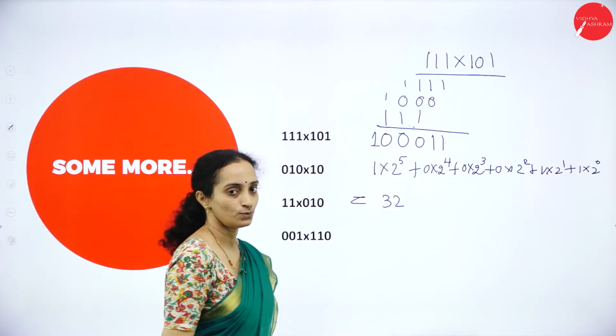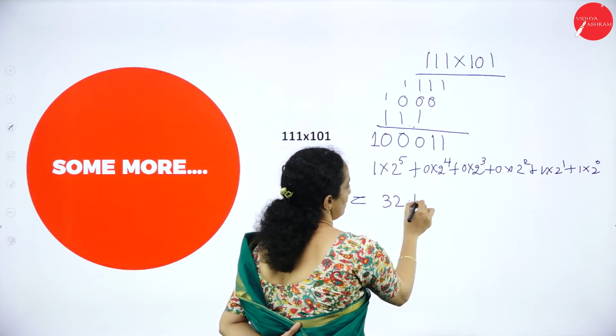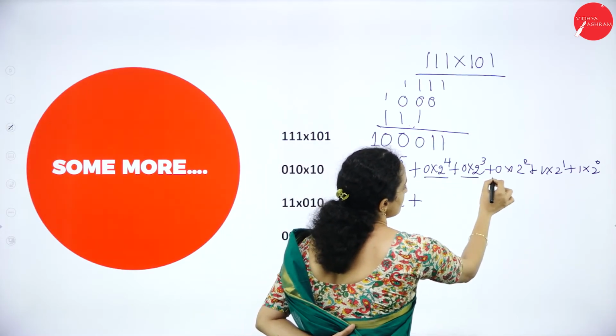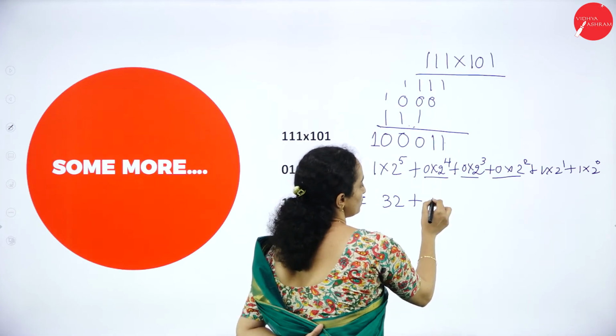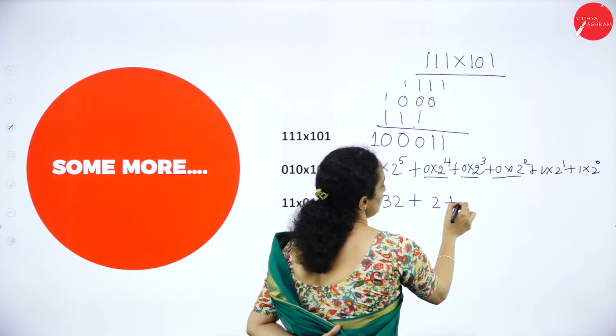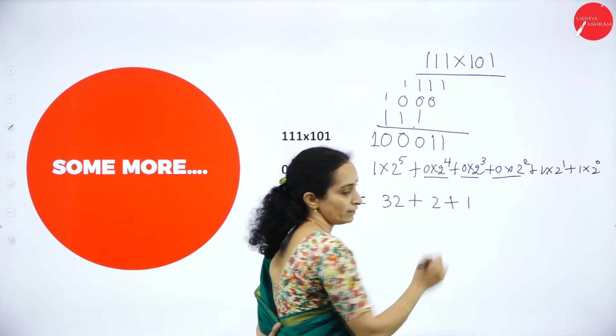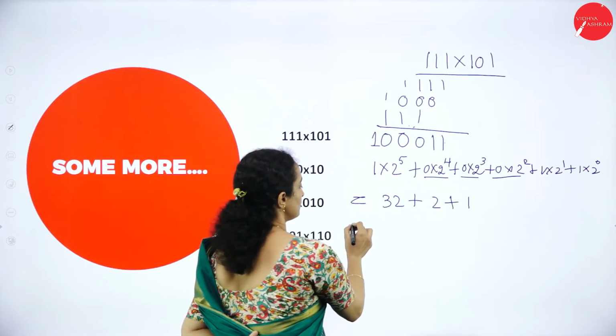Now, 32 plus, so these are zeros, 2 to the power of 1 is 2, 2 into 1 is 2, 2 to the power of 0 is 1, 1 into 1 is 1.